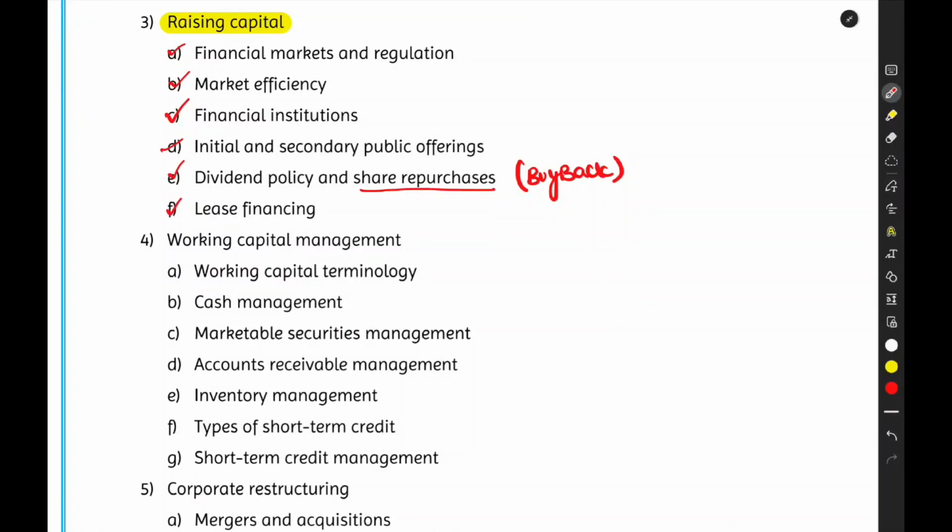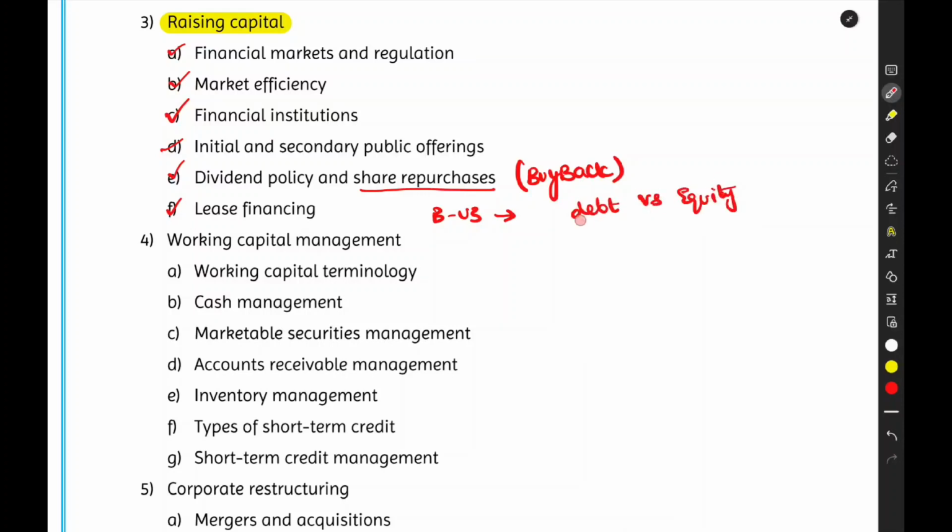And then we have the concept of lease financing: whether a company should go for buying an asset, or whether they should take an asset on lease. How do we do the comparison calculations and all? In section B, unit 3, there is a new topic that is added, that is debt financing versus equity financing.